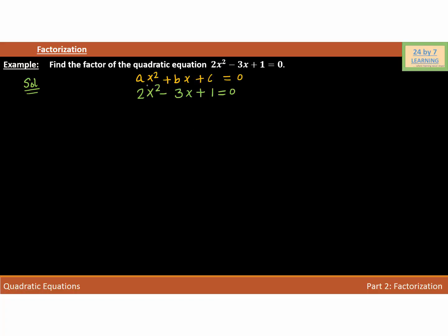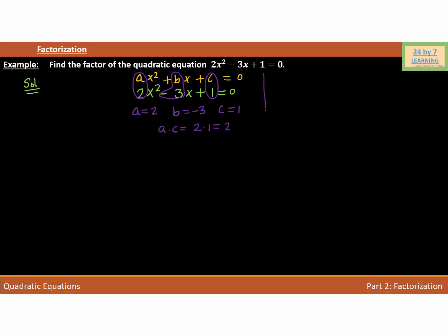Now I'm going to compare these two equations, and if I compare, you can see the value of a is basically 2, the value of b is basically -3, and the value of c is basically 1. So I can write a is equal to 2, b is equal to -3, and c is equal to 1. And if I multiply a times c, I will get 2 times 1, which is basically 2.